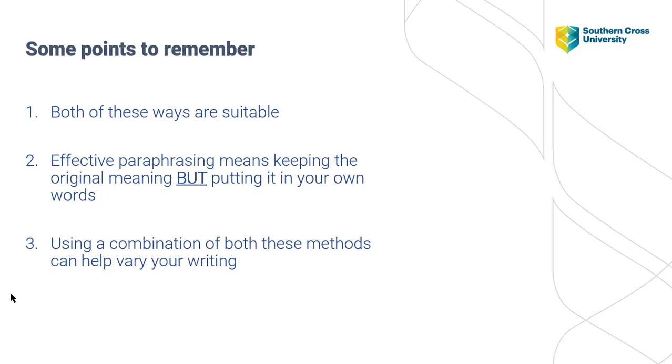And the other thing we can use both of these methods to achieve is variety. If we only use information-focused referencing, for example, our writing might start to look a bit repetitive. So if you can mix it up with some author-focused and some information-focused, this will add variety to your referencing.